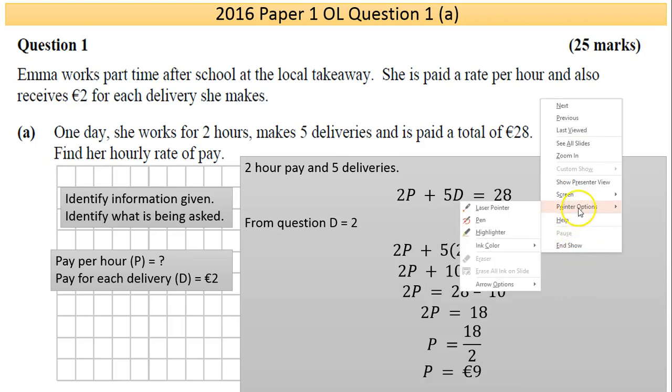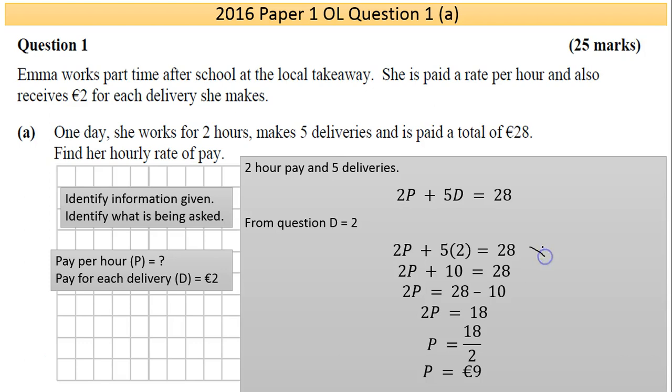I'm just going to bring up a pointer. So we're now right here. If you have an equation of one unknown, it's solvable. So I'm going to use algebra to solve it. First thing I do is I remove any brackets. So 5 times 2 is 10, moving from step 1 to step 2. I'm now left with 2p plus 10 equals 28.